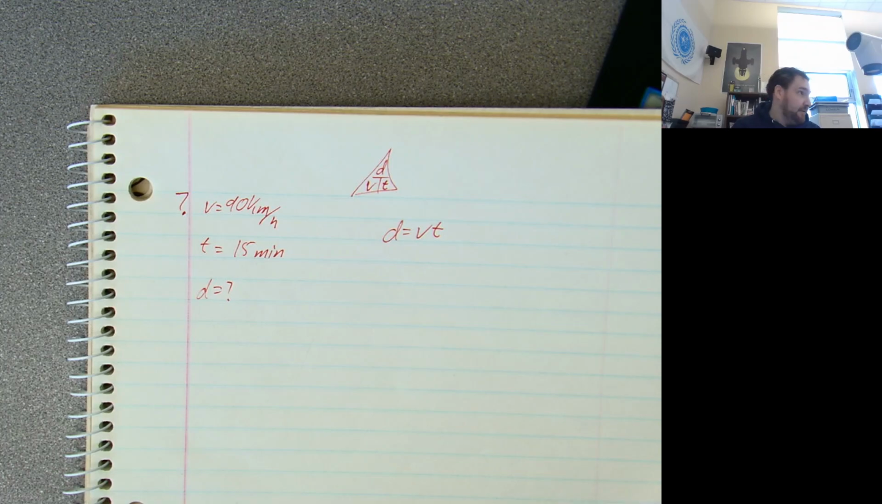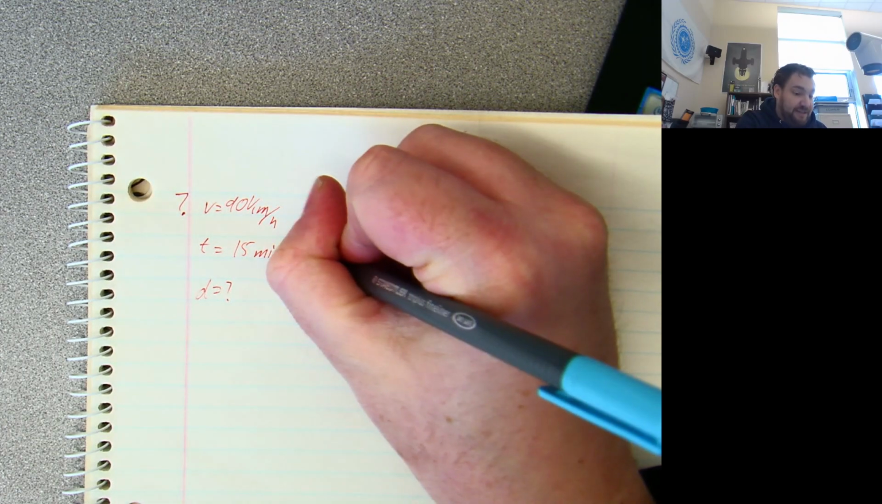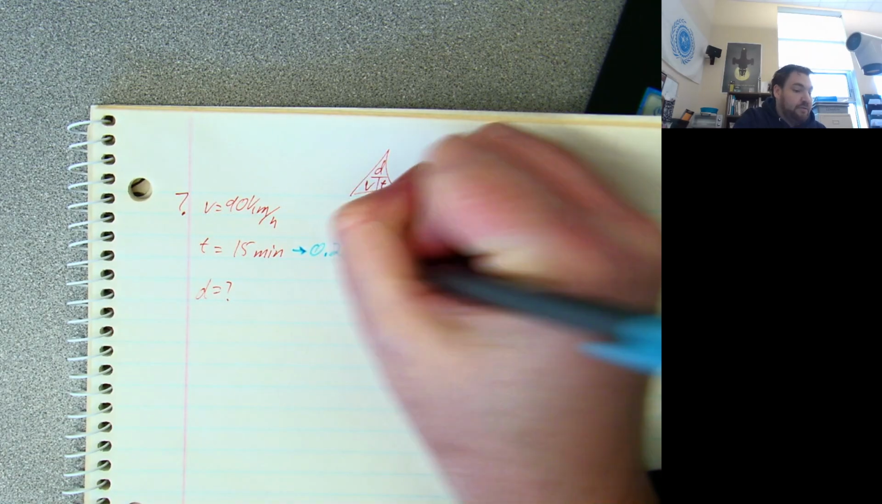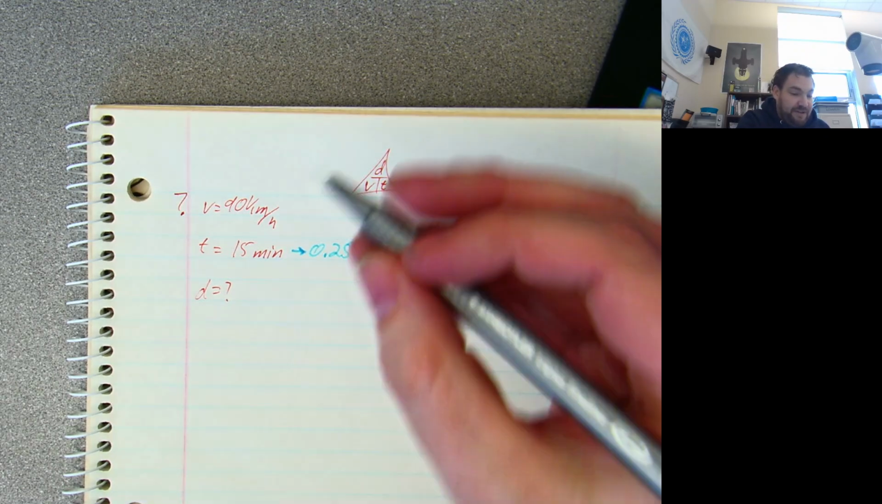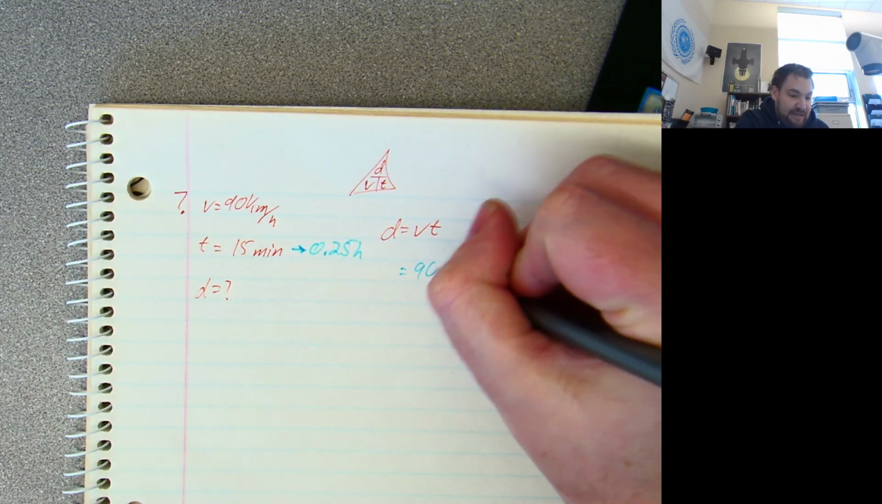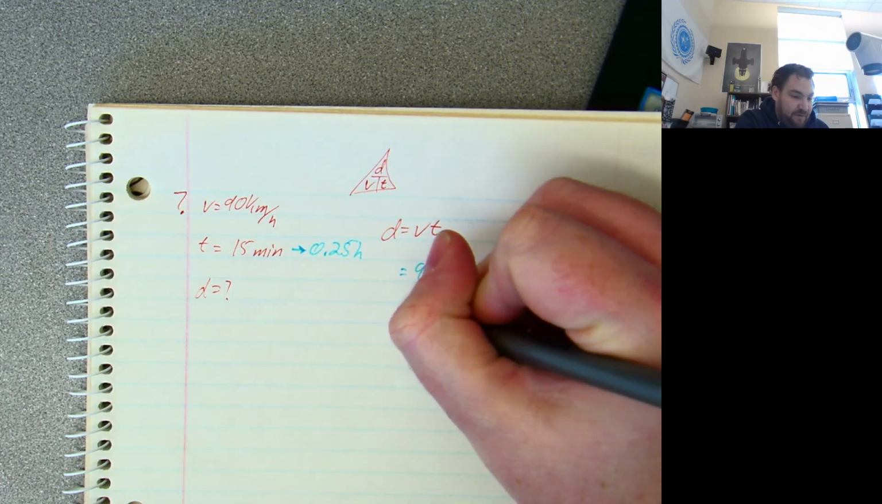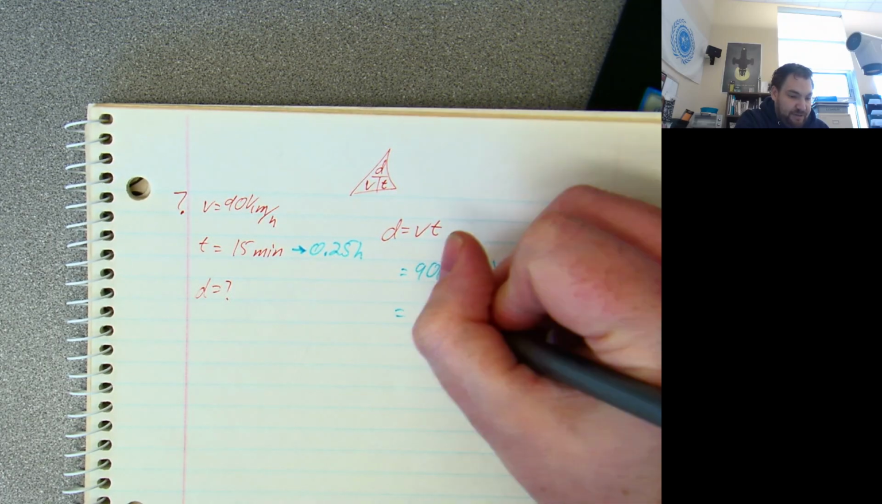So, Brad, do you want me to convert kilometers per hour or minutes or both into something useful? Yeah, so 15 minutes is 0.25 of an hour. So then D is just going to be V times T. So that's going to be 90 times 0.25. That should be, what is that, 22 and a half?